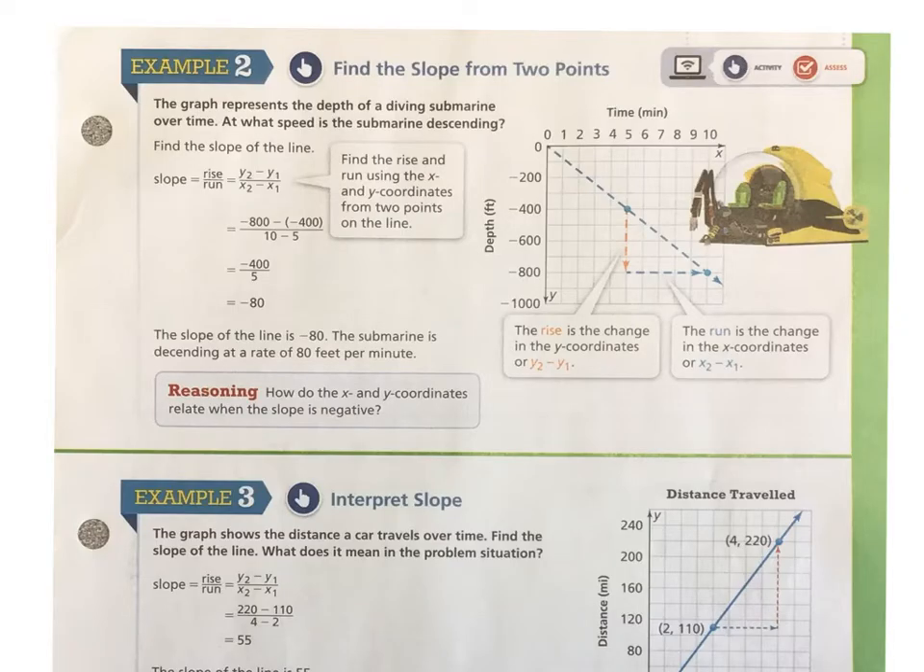Let's move on to example 2. In this example, we're going to find the slope using 2 points from the graph. The graph represents the depth of a diving submarine over time. At what speed is the submarine descending? Remember that the word descending means that the submarine is going down.